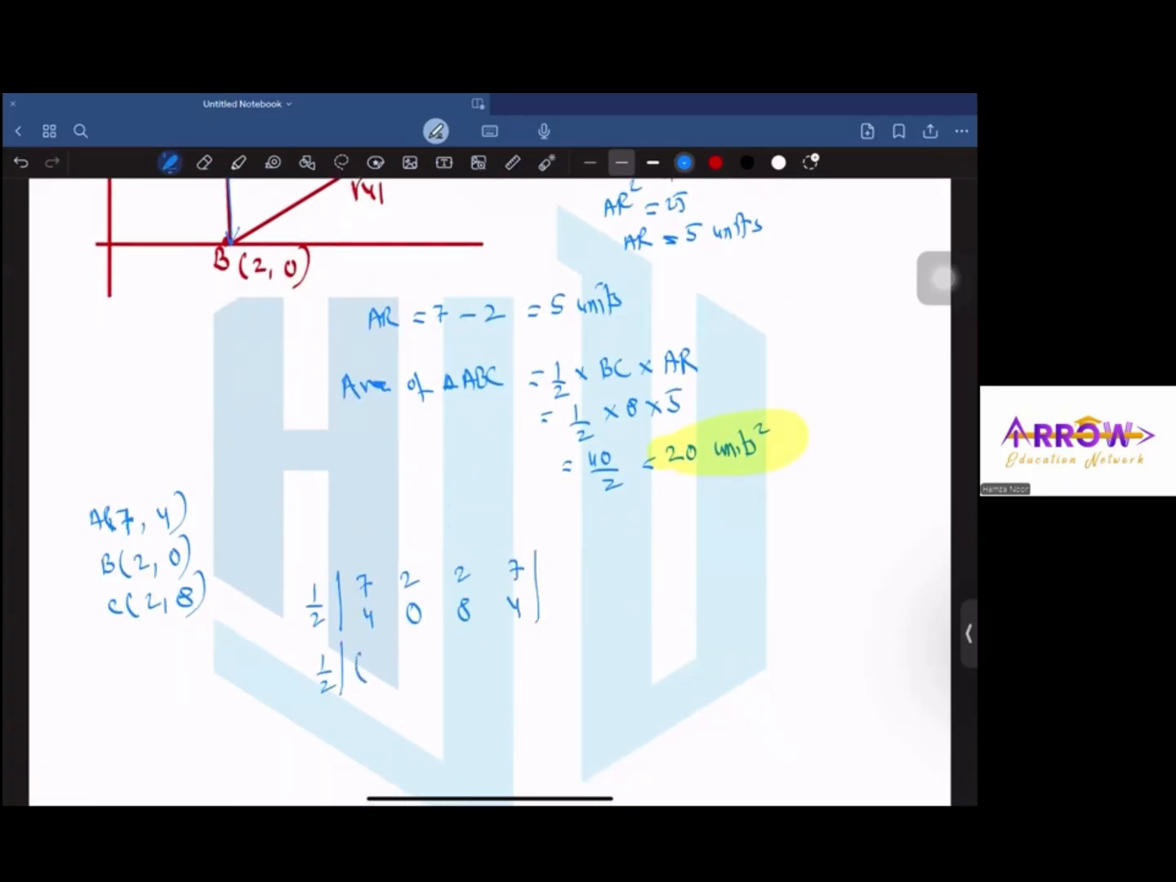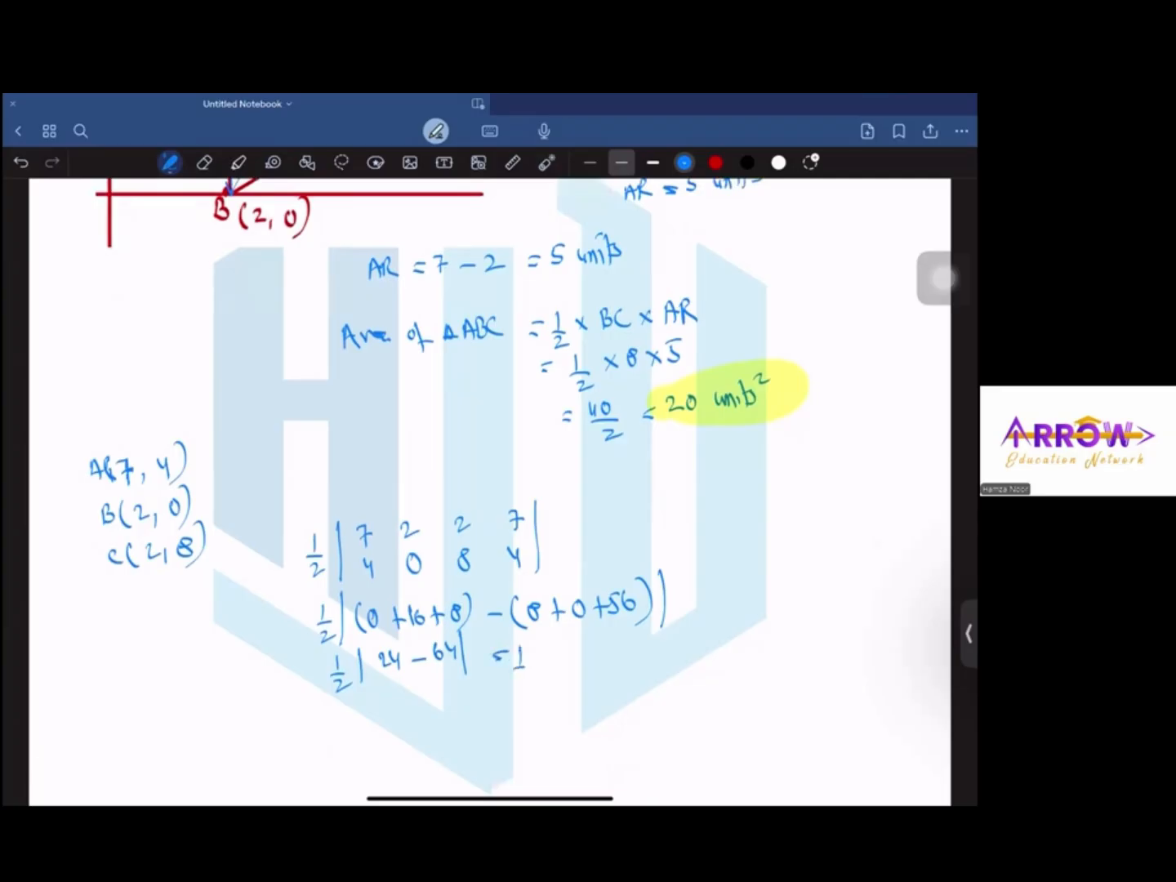First of all, you follow this zigzag pattern. So this will be 0 plus 2 times 8, which is 16, plus 2 times 4, which is 8, and then the opposite zigzag pattern. So 4 times 2 is 8, plus 2 times 0 is 0, and 8 times 7 is 56. Then you close the modulus sign. So half multiplied by what? First you have 16 plus 8, this is 24, and minus what? 8 plus 56 is 64. So 24 minus 64, this is minus 40.